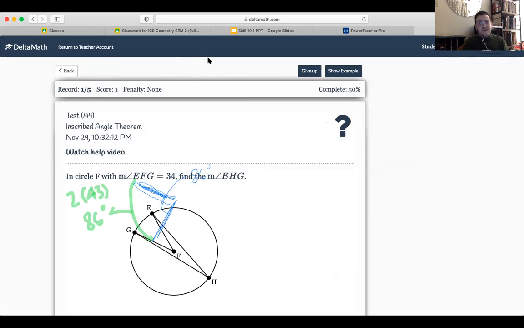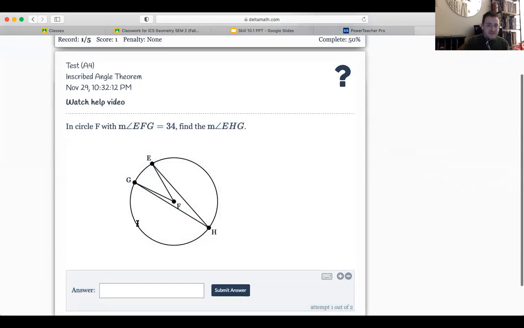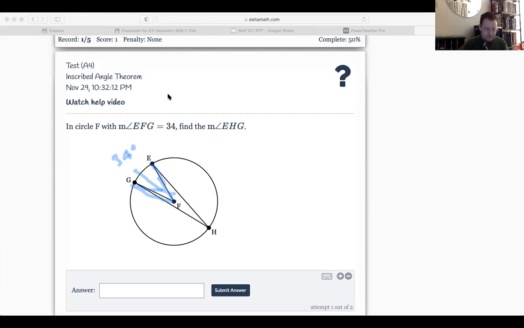This one is your classic Space Invaders problem. It says EFG is 34. Find the measure of EHG. For this one, I like to go to my diagram and highlight EFG. This gets me a total of 34 degrees. And then maybe I'll do green to do EHG. This would be half of 34. That gets me a total of 17.